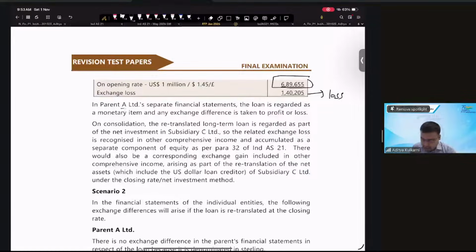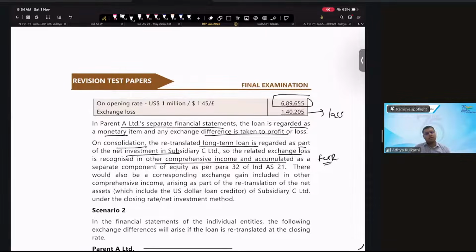In A Limited's separate financial statements, treat it as a monetary item with the exchange difference taken to P&L. Exactly what we discussed. On consolidation, the retranslated loan is treated as part of NIFO. So the exchange loss is recognized in FCTR.